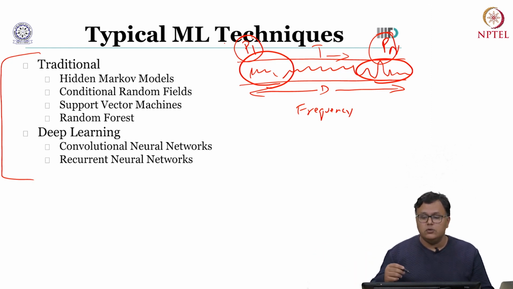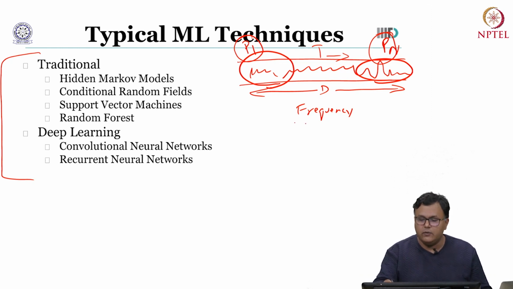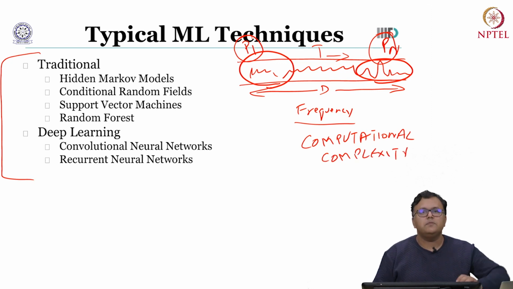So that is based on the use case, and it would be one of the primary factors along with the frequency, time duration, and also let me add here the computational complexity, to decide which machine learning technique you are going to use.